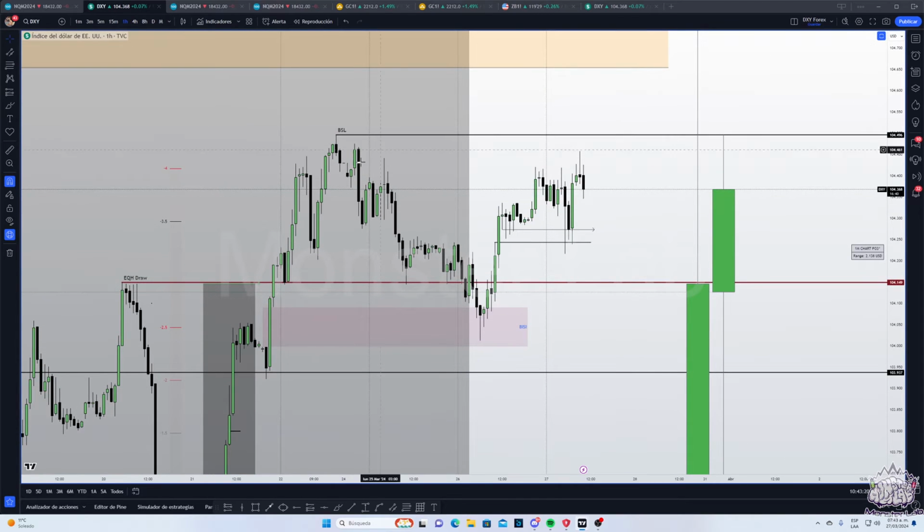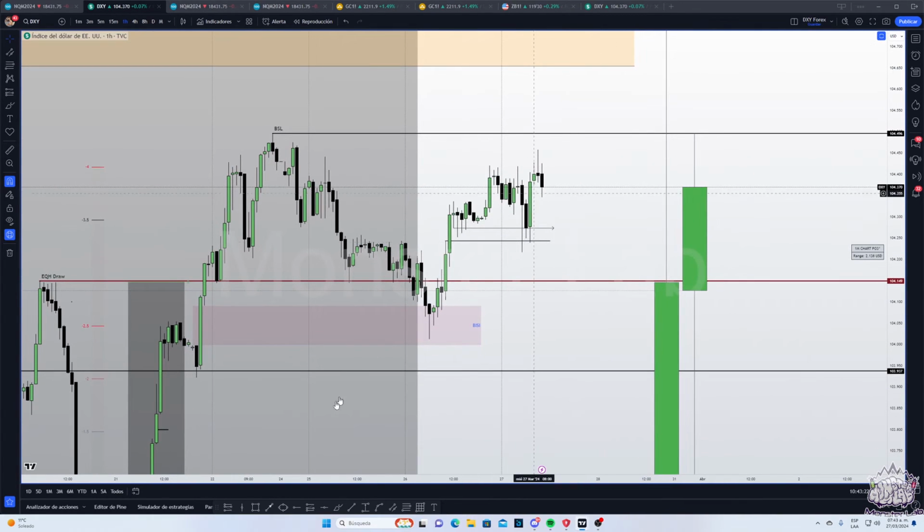DXY with this buy side liquidity, fair value gap here.